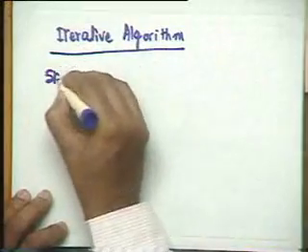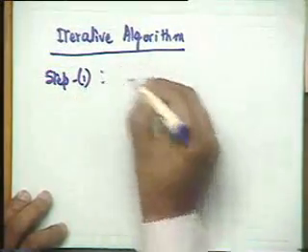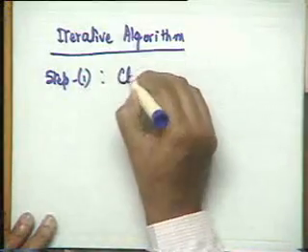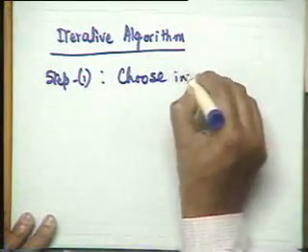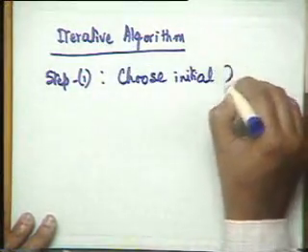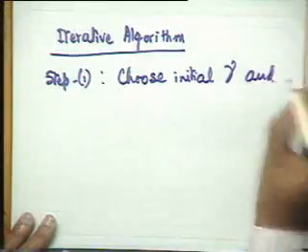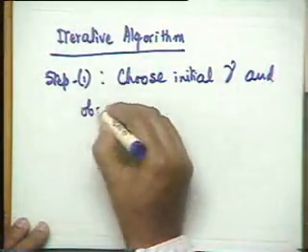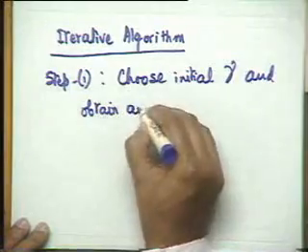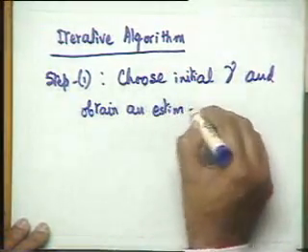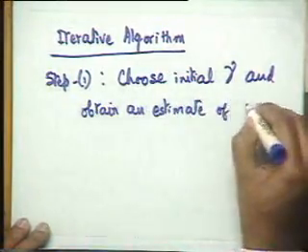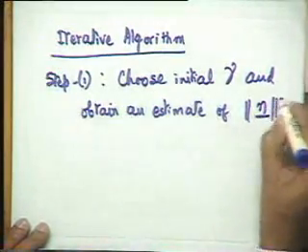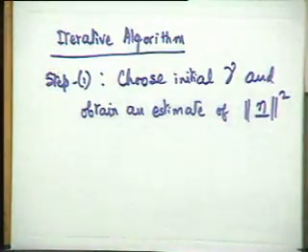So what is going to be step 1 of our iteration? We have to obviously choose an initial estimate of gamma. So choose initial gamma, and also in the first step we must obtain an estimate of n square, and I think the rest of the things can follow very simply.